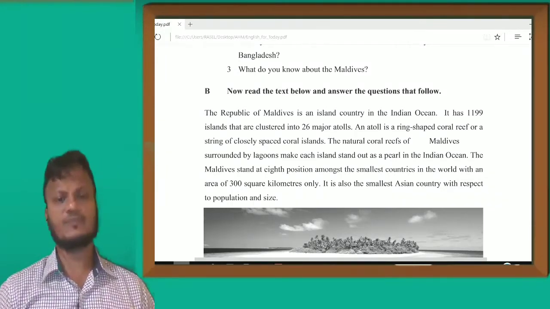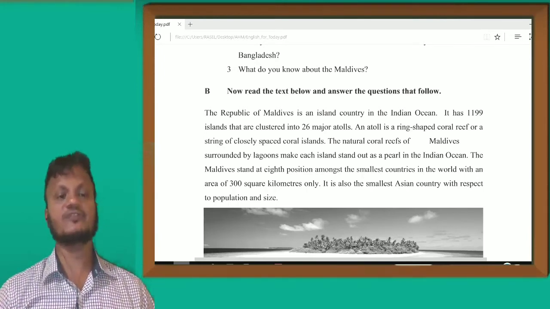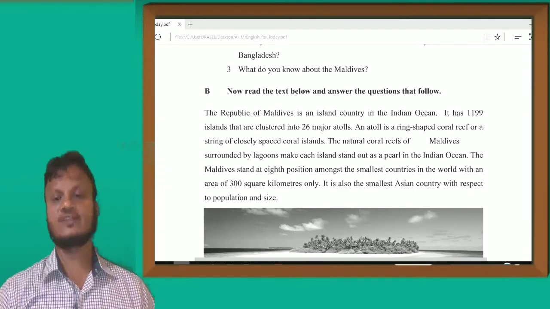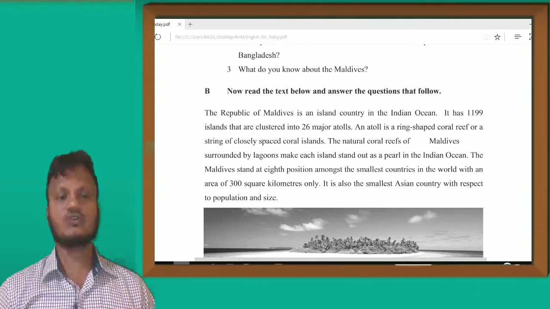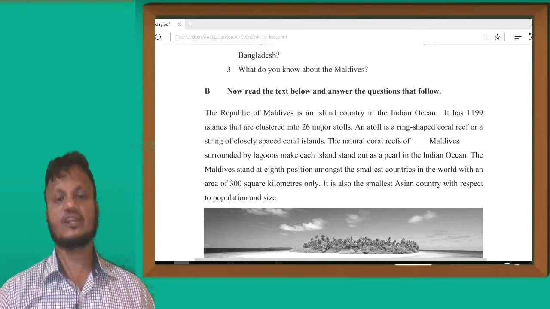The Republic of Maldives is an island country in the Indian Ocean. It has 1,199 islands that are clustered into 26 major atolls. An atoll is a ring-shaped coral reef or a string of closely spaced coral islands.